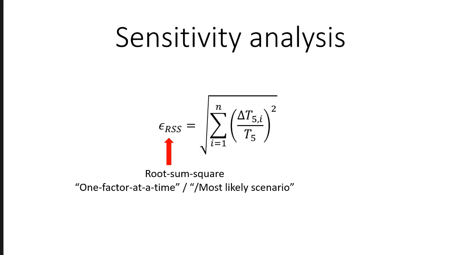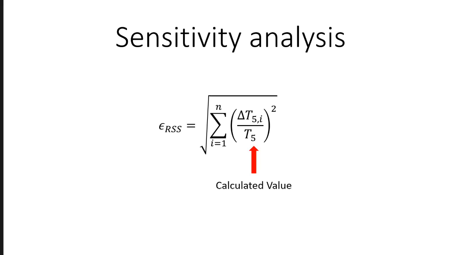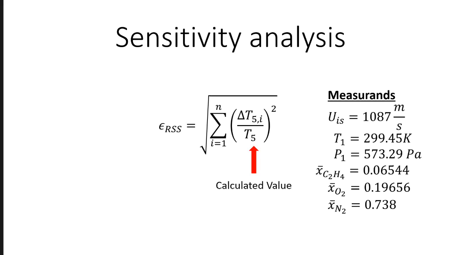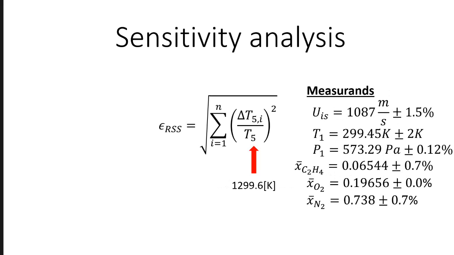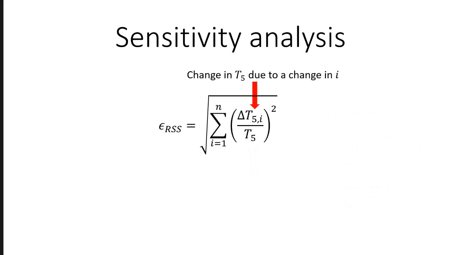It assumes that the input variables are independent or uncorrelated with each other, which will come up a little bit later. I've indicated that that's the method I've used by including this subscript on my variance term. So here, T5 is the value we just calculated, using these nominal values of our measurands, which was 1299 Kelvin. Each of these values have their own instrument bias, and these biases define our perturbations. And delta T5 is the change in T5 that results if we recalculate it after perturbing each measurand up or down by its instrument bias.